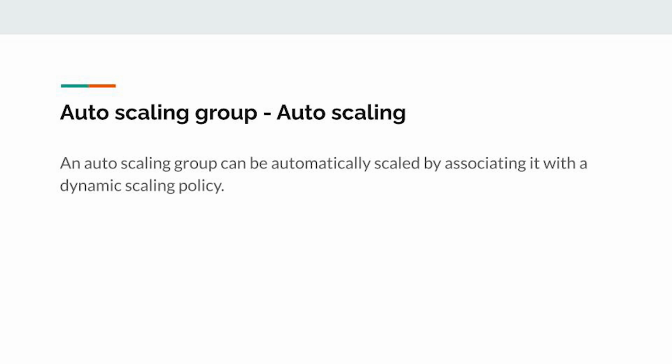Next topic, auto-scaling. You can attach a dynamic scaling policy to an auto-scaling group to scale it automatically. A dynamic scaling policy is usually based on an AWS CloudWatch metric and a target value, which represents the ideal average utilization or throughput level for your application. To maintain the target, the auto-scaling group will scale in or out. By default, an auto-scaling group is not associated with any dynamic scaling policy.